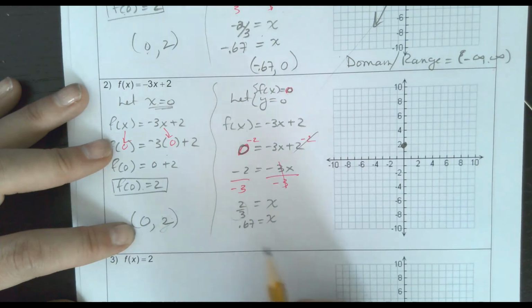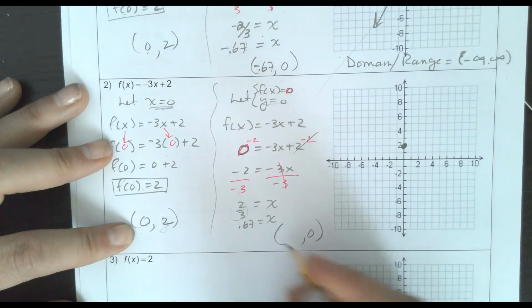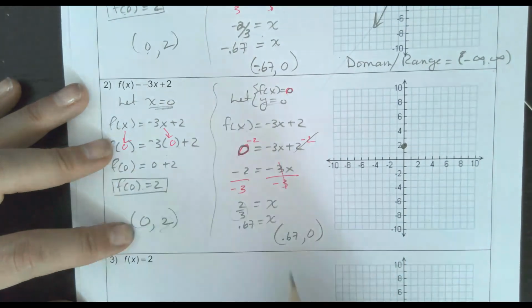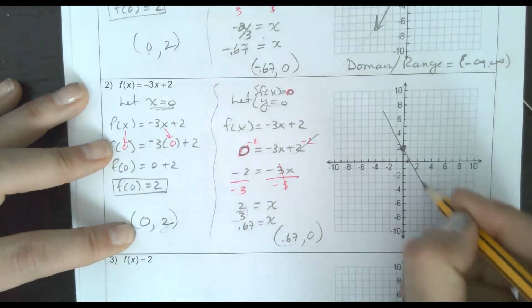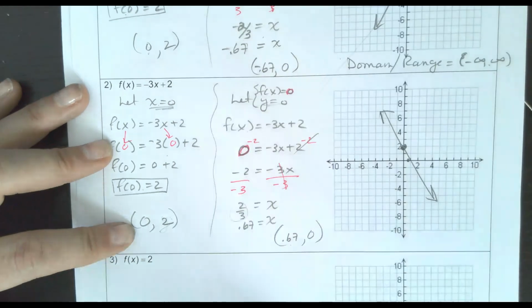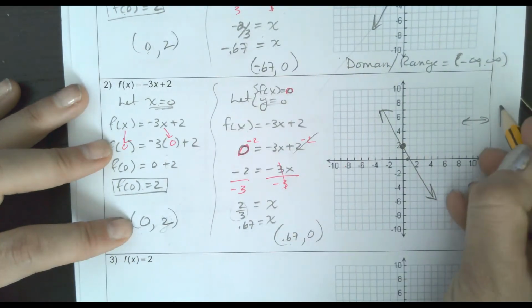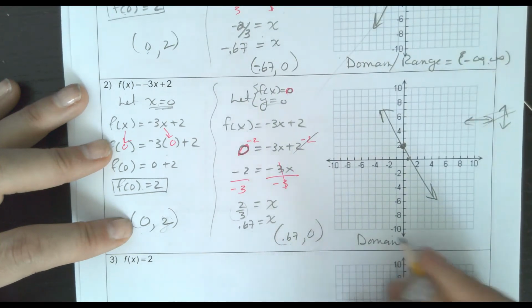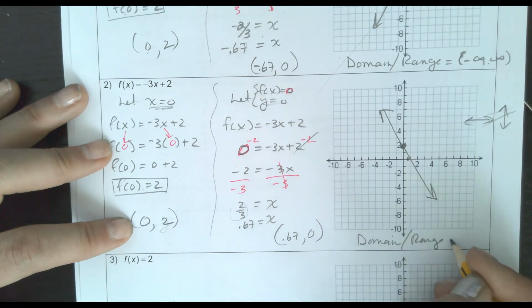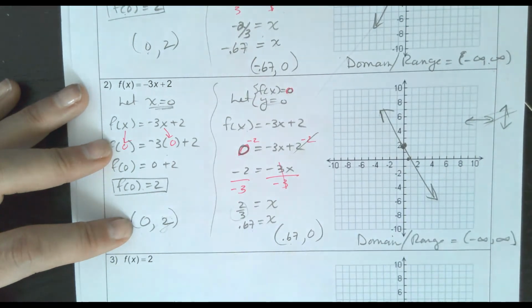If I put that in my calculator. So now I need the point. If y is 0, x is 0.67, approximately. So now it's positive 0.67, so now it goes that way. Is it a straight line? Yes. Is it horizontal? No. Is it vertical? No. So you know the domain and range are equal to negative infinity to infinity. Okay, let's look at the next one.